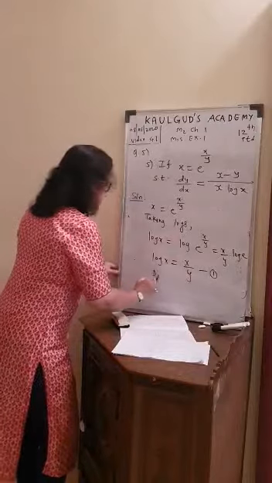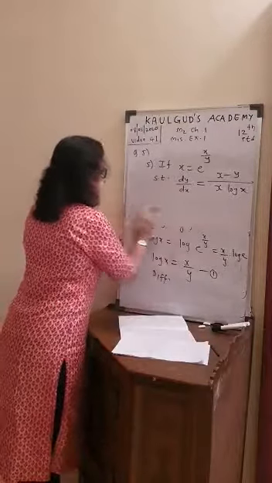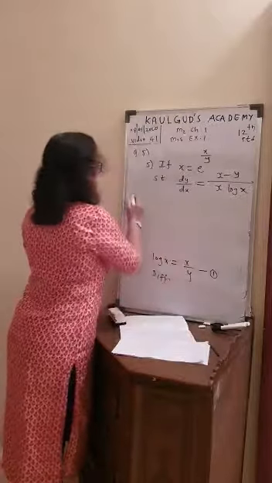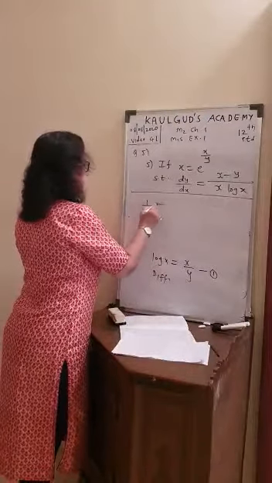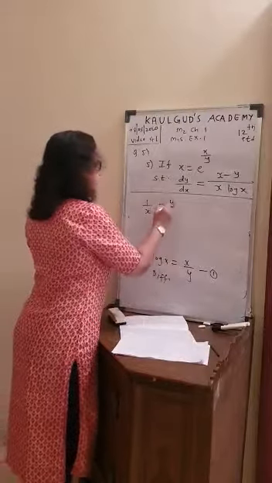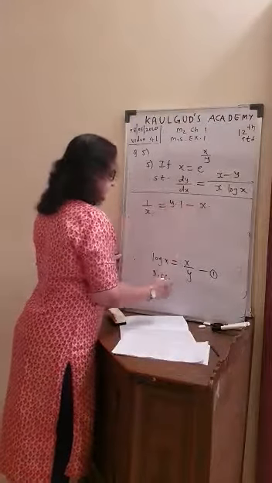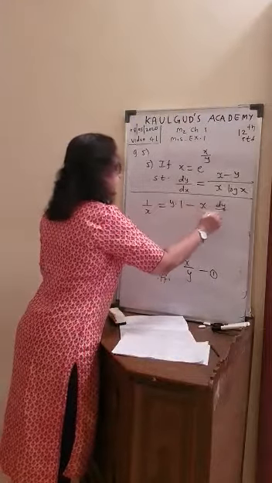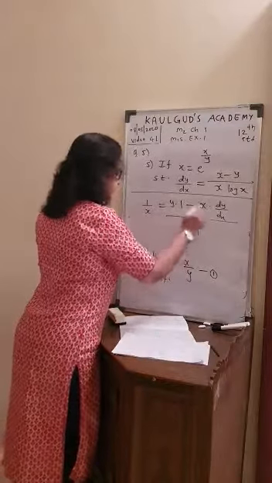Now let us differentiate with respect to x. Left side, log x, derivative is 1 upon x, equal to the division. So apply the quotient rule: denominator as it is, derivative of x is 1, minus numerator as it is, derivative of y is dy by dx, whole thing upon denominator square, that will be y square.